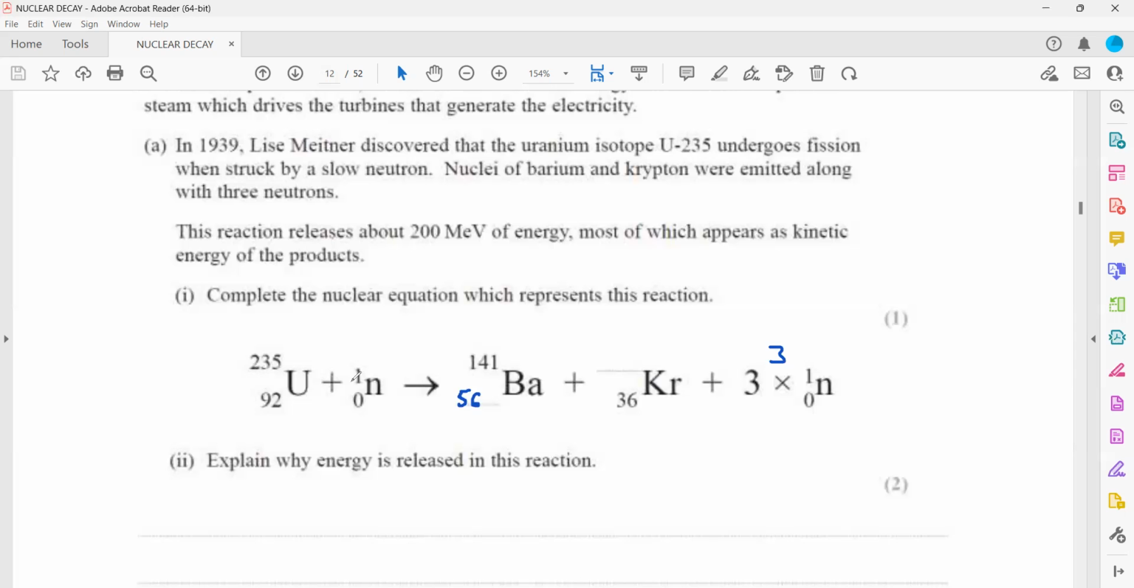236. Now because 235 plus what? 236 total here. This is 236. This is 141. 3. It will be 92.